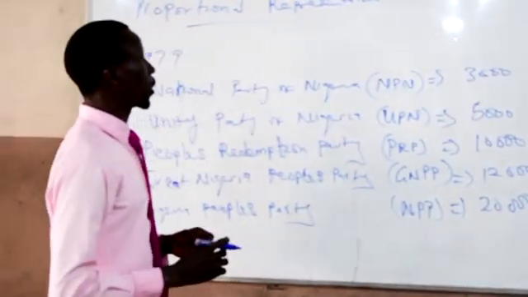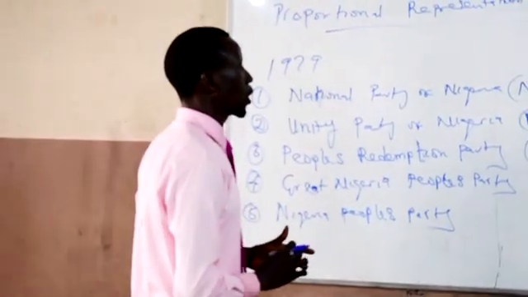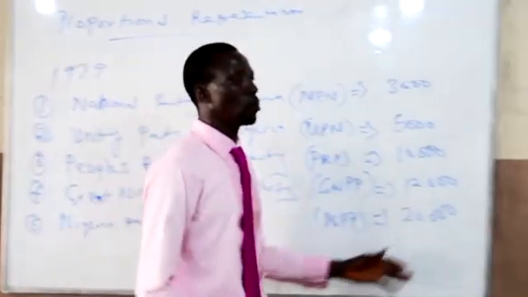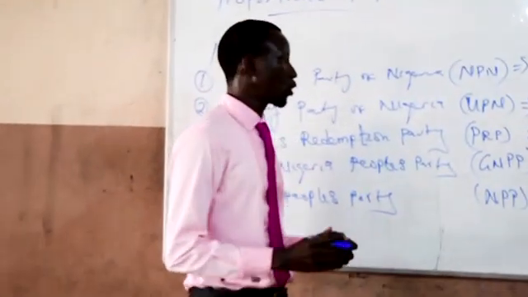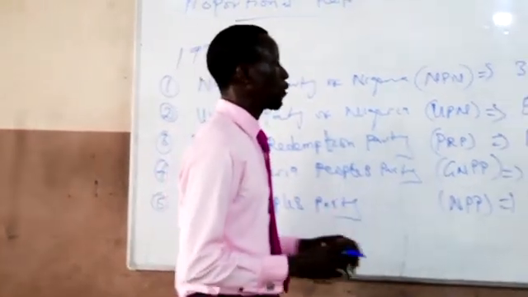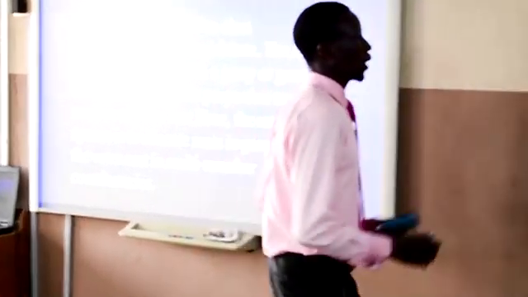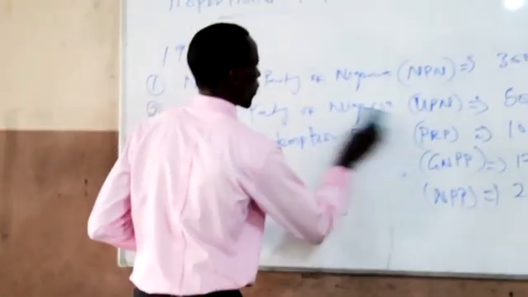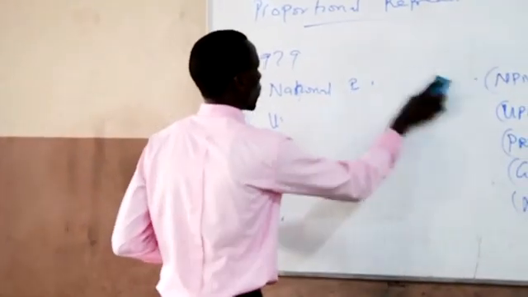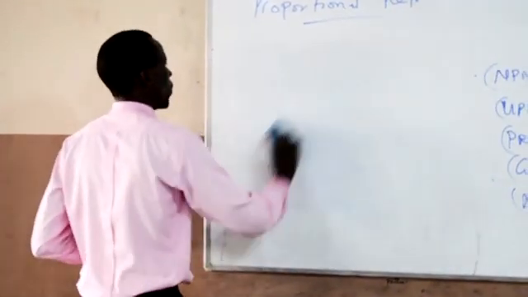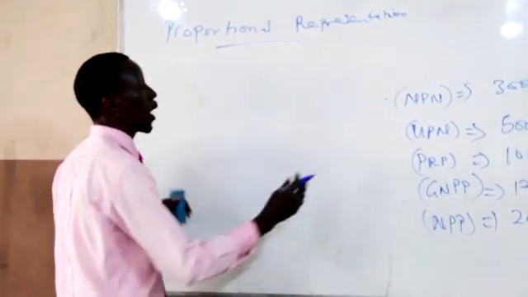At the end of the day, what we're simply going to do is find the summation of all of these and then find the proportion with which the seats will be allocated to the respective political parties. Let me erase this now so that we can have space to quickly do a mathematical calculation.